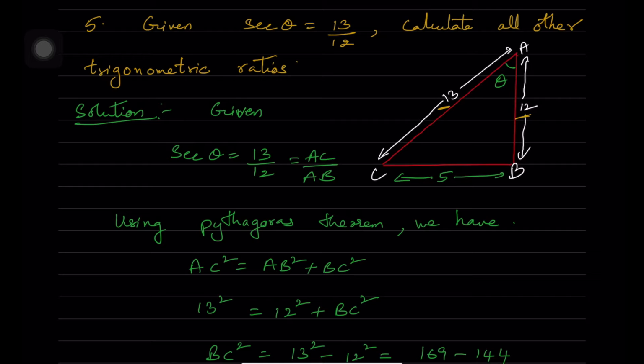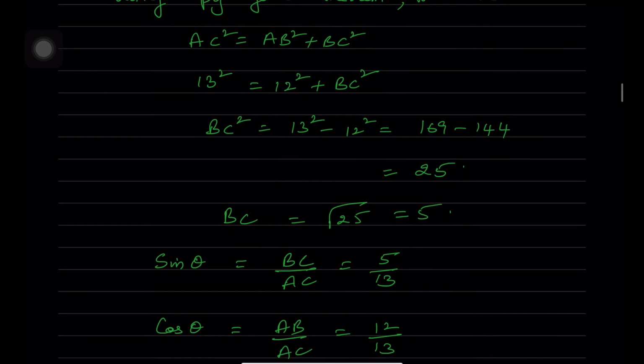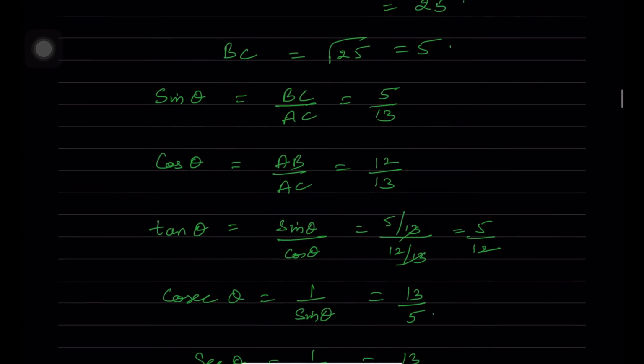Now using Pythagoras theorem we will find BC. You know that AC square is equal to BC square plus AB square. So 13 square is equal to BC square plus 12 square. Therefore BC square is equal to 13 square minus 12 square, which is 169 minus 144, which is equal to 25. Therefore BC is equal to root 25, which is 5.